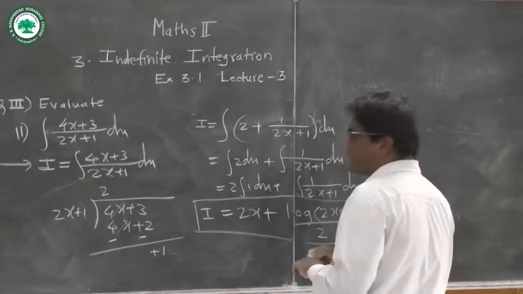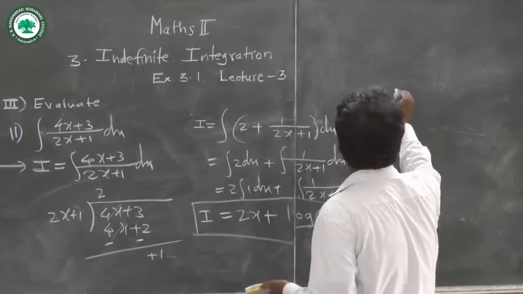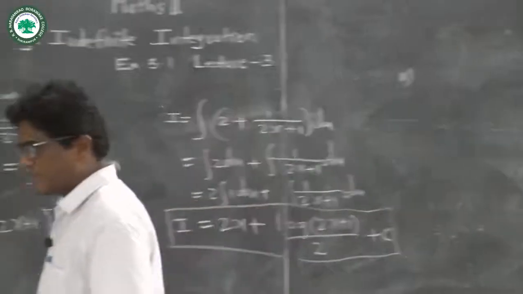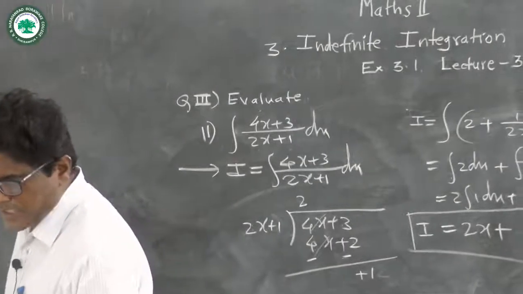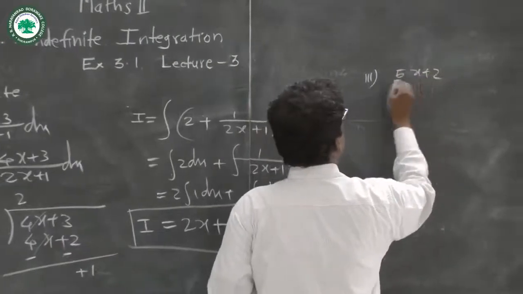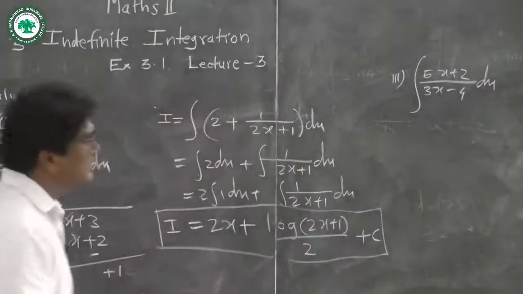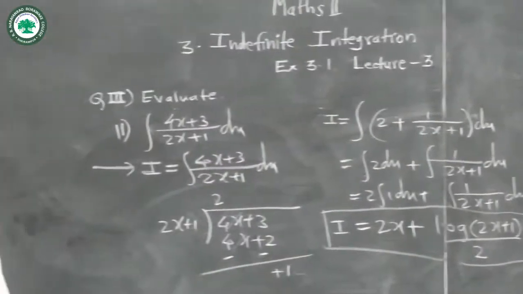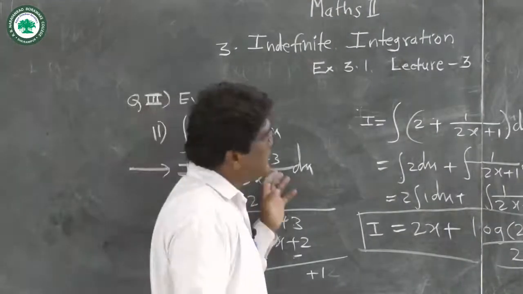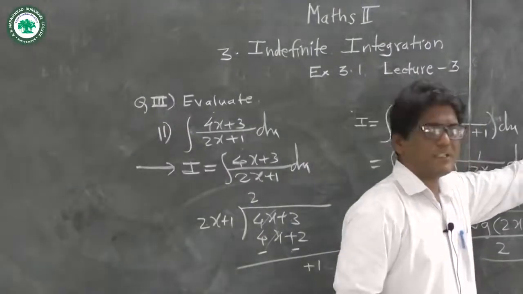Now here the third problem: you can solve the third problem using the first and second. You solve the third problem as (5x + 2) upon (3x − 4). It is homework for you. Integration of (5x + 2) upon (3x − 4) dx. Use the method of the first and second problems. Divide the numerator by the denominator and solve.